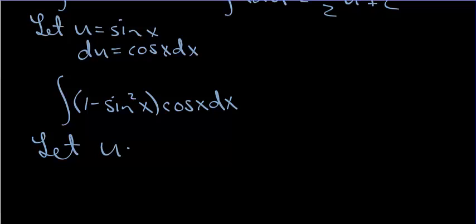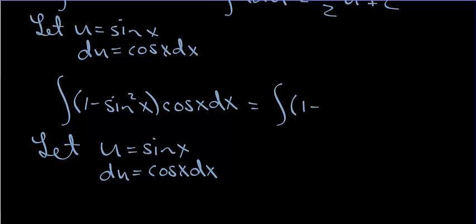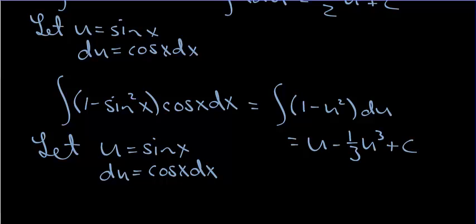So we just let u equal sine x, then du is cosine x, and then immediately we can say, well, then I have 1 minus u squared du. And now we have an easy integral, right? So it's just u minus 1/3 u cubed plus c. Okay, so these are kind of ones that we worked before, just simple substitution ones.